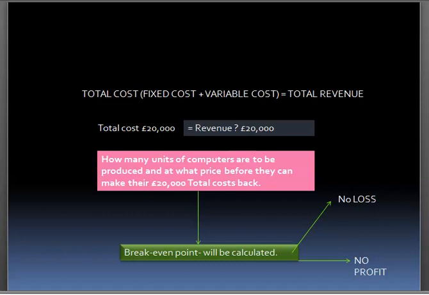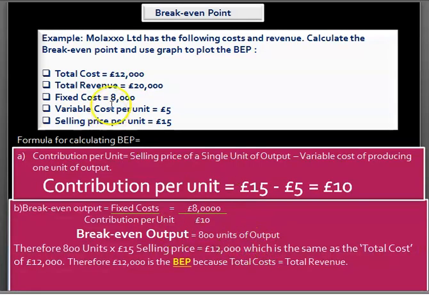The same way here, from the calculations we have made here, their total cost is £12,000. They need to know how many units of the computer they will be producing if they sell at £15 to get their £12,000 back. Now we've done the calculation. They're going to get 800. They have to produce 800 computers and sell it at £15 for them to be able to get the £12,000 back. So the break-even point is 800 units. Yeah, the break-even output is 800 units. That is also called the break-even point.